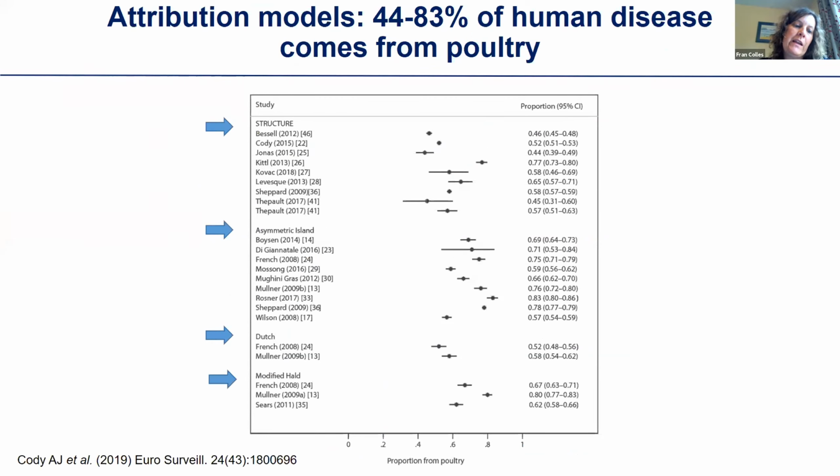So this is a review recently published by Ali Cody, comparing 4 different attribution models, and they fairly consistently say that contaminated poultry meat is responsible for the majority of human disease in high income countries, although you can see there's some variation there, depending on the methods exactly used and the isolate collections and so on.